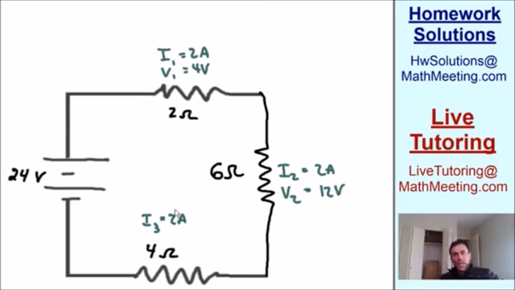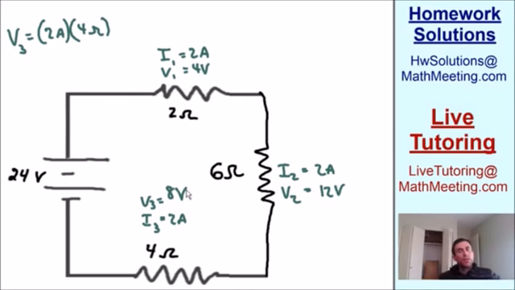All right, and now let's do the same exact thing for our third resistor. We know that the voltage across the third resistor is going to be the current, which is 2 amps, multiplied by the resistance. We know the resistance is equal to 4 ohms. So 2 times 4 ohms is equal to 8. So the voltage across the last resistor, resistor number 3, is going to be equal to 8 volts.